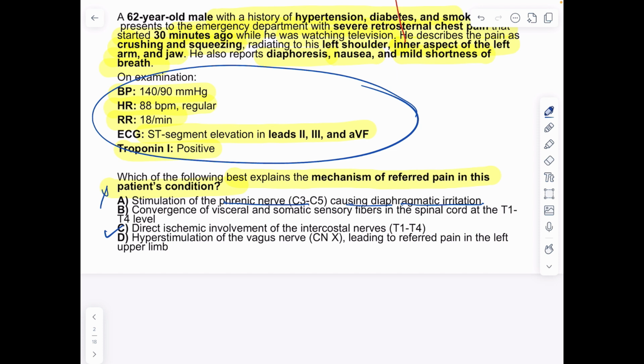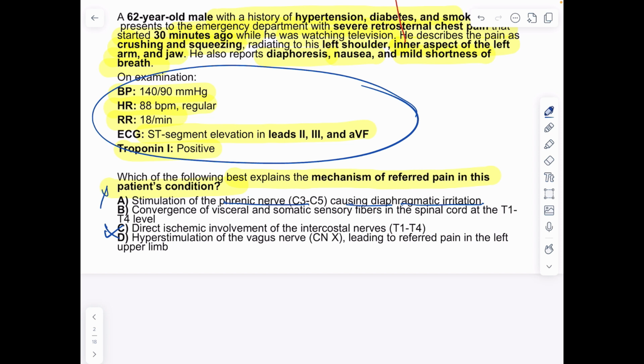If you look at option C, direct ischemic involvement of intercostal nerve 1 to 4. You know, intercostal nerves are somatic, whereas myocardial ischemia is mediated by visceral sensory afferents. So intercostal nerve involvement occurs in rib fractures, pleuritis, herpes zoster, but not in MI, which is given in the question. So option C can also be ruled out.